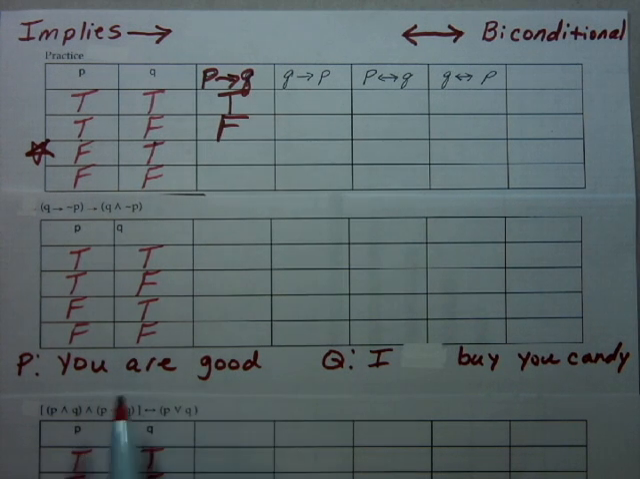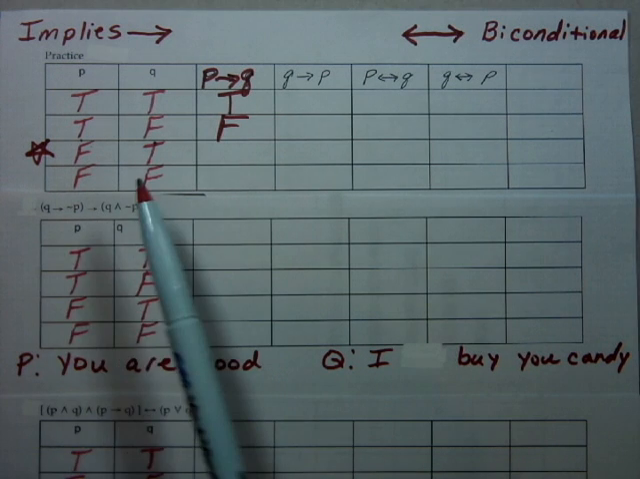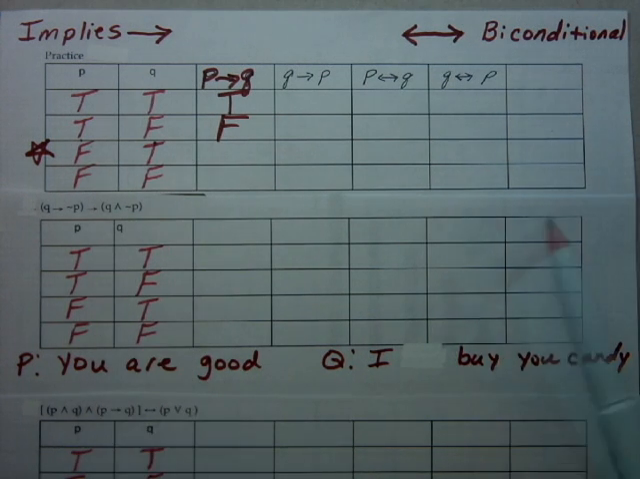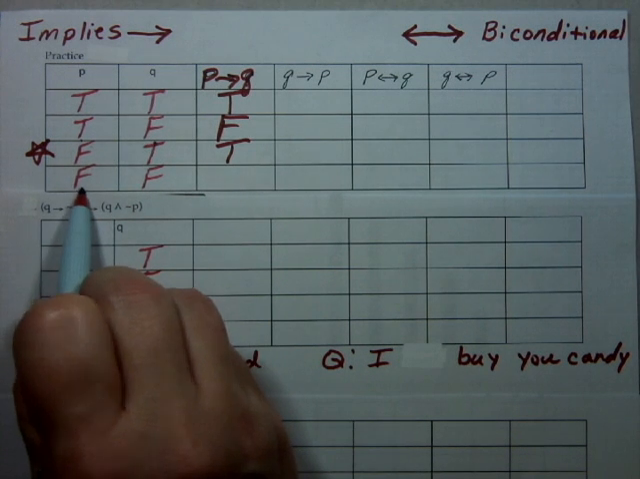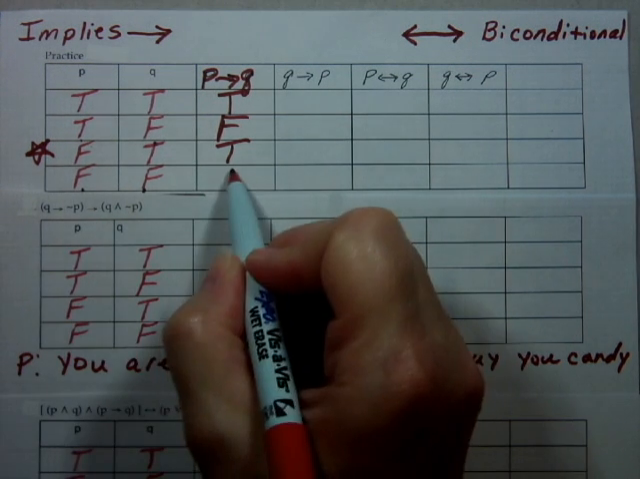When I say, if you are good, then I will buy you candy, the only thing I have to worry about is if you are good, I have to buy you candy. If you're not good, I get to choose whether I want to buy you candy or not, and I'm still not lying. All I said is, if you're good, I will buy you candy. If you are not good, I can buy you candy. Or if you are not good, I cannot buy you candy.